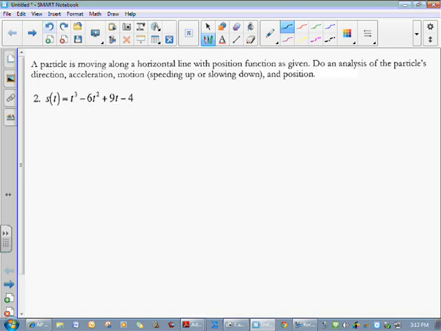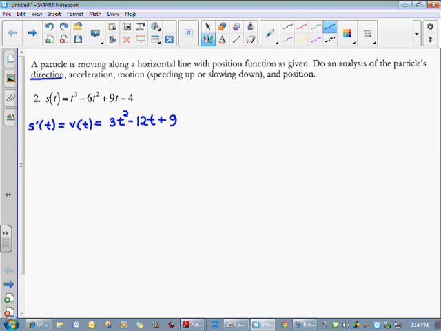The very first thing we're going to do is an analysis of the particle's direction, and we're going to find that we must take the derivative of the position. So the derivative, s prime of t, would be what we call v of t, the velocity, and we would get 3t squared minus 12t plus 9. It's this derivative that is going to help us find out information about the direction. Now, how are we going to go about doing that?